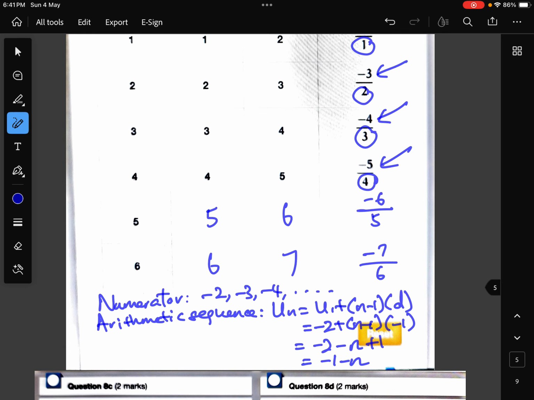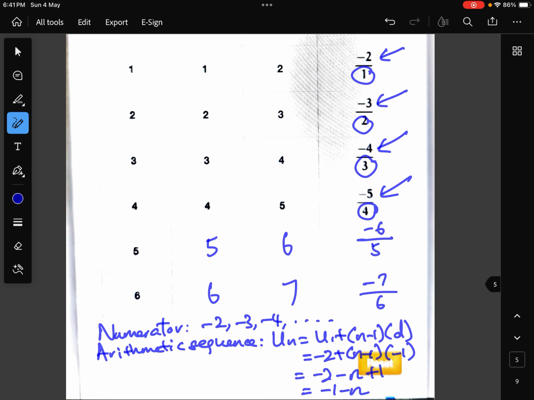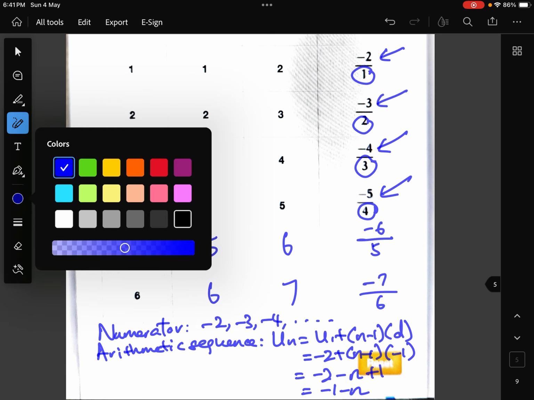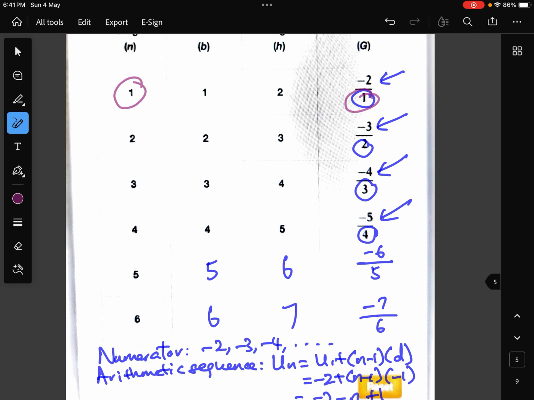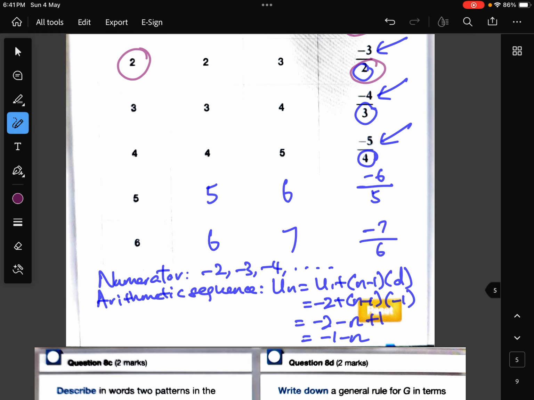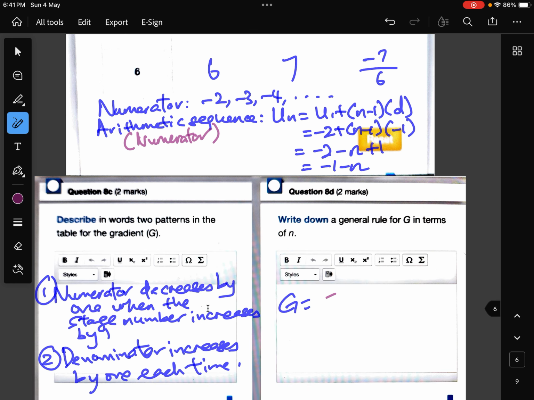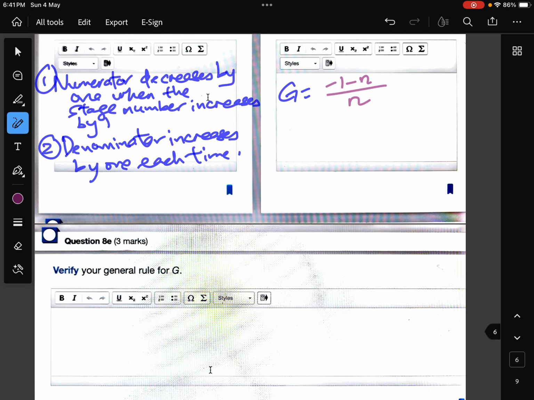Okay, so that would be the formula for the numerator. And of course for the denominator, you probably would have realized that this is always the same number as the stage number. So I'll put this as the numerator, and for the denominator the formula is just going to be n. Okay, so I'm just going to write down the formula, which is -1 minus n over n. So that would be the general rule for the gradient in terms of n.